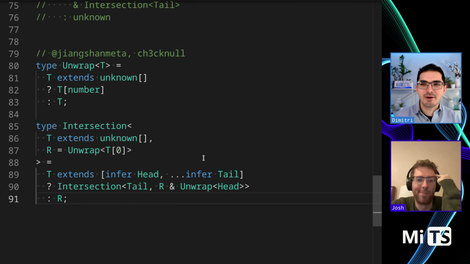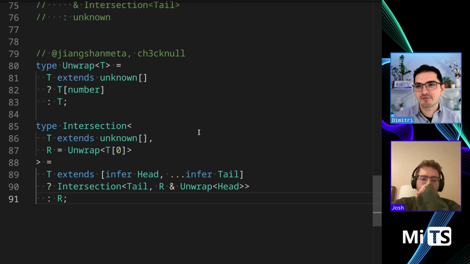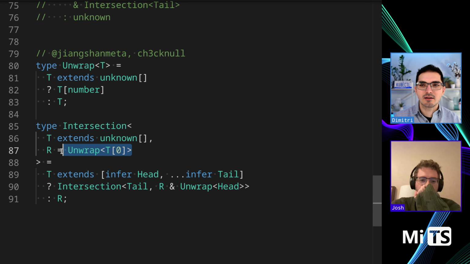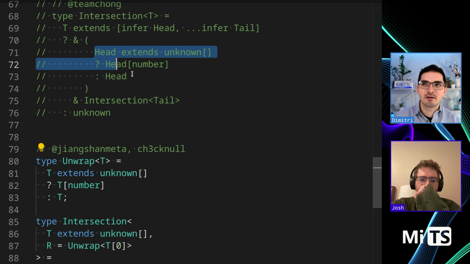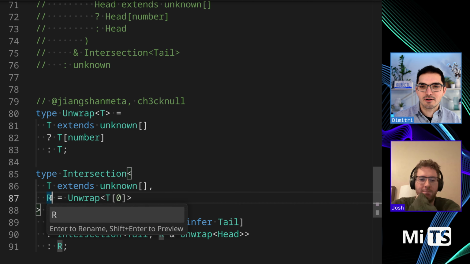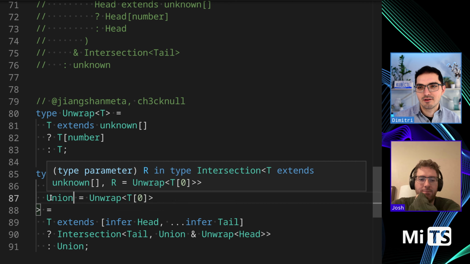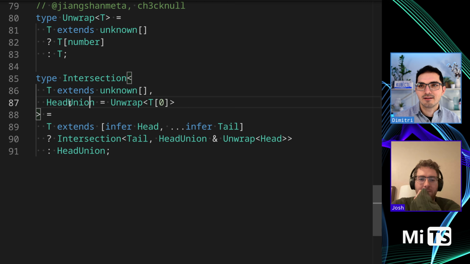This is the last one that we have. I think it's pretty similar. It's kind of a mashup, I suppose, of the first two, but it has this unwrap thing, and unwrap is just exactly like we saw up here. It's just taking something that could be a tuple and making sure that it's a union. So we could call this union or something, like head union, because it's grabbing the first value.